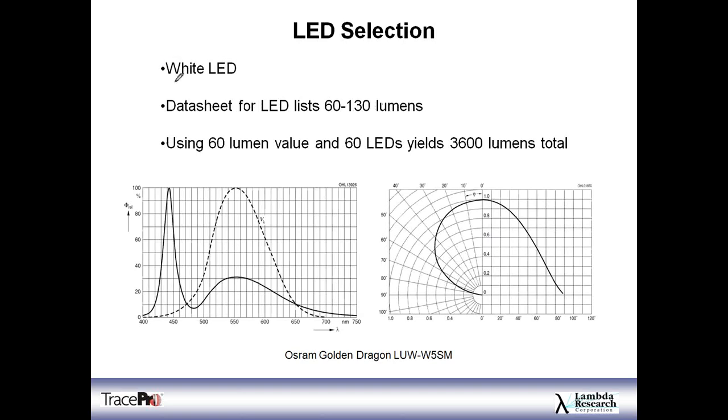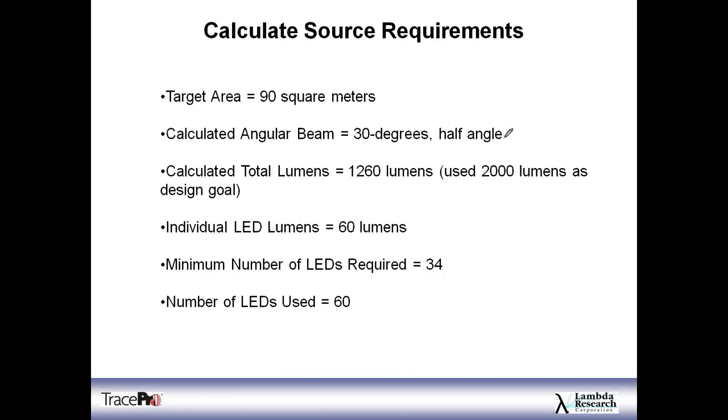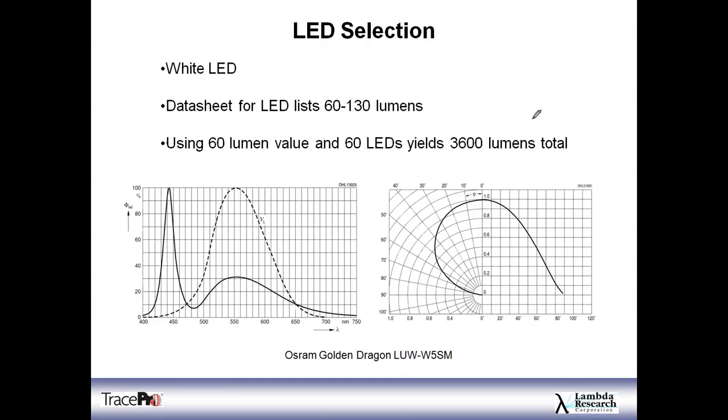So we wanted a white LED. In this case, for our example, we picked an Osram Golden Dragon LUW W5SM. I downloaded the data sheet for this LED, and it lists a lumens range of 60 to 130. I tend to be a little pessimistic, so I work with the lower end of the specs. And if we use 60 of these, we get a total of about 3,600 lumens available to put on our target. And if you remember from the previous slide, my goal is to get at least 2,000 lumens on the target. So we do have some room to work with here.